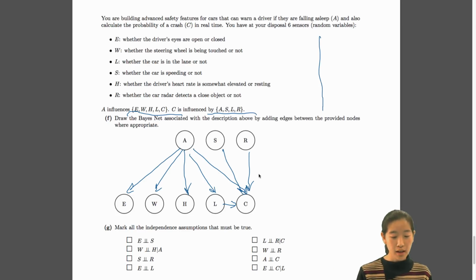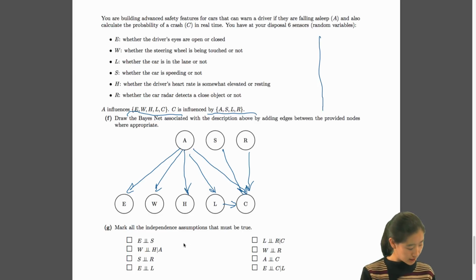Nice and simple. So using this Bayes net for part G, they want us to mark the independence assumptions that must be true. Okay, so this is, I will say, not something to be too worried about, because in this class we will only very slightly test you on this, but let's just go over it for the sake of this example.